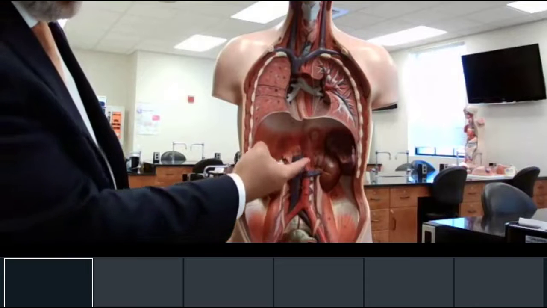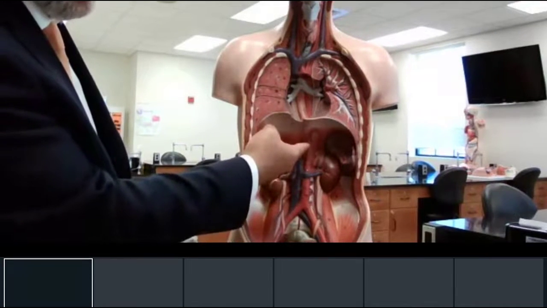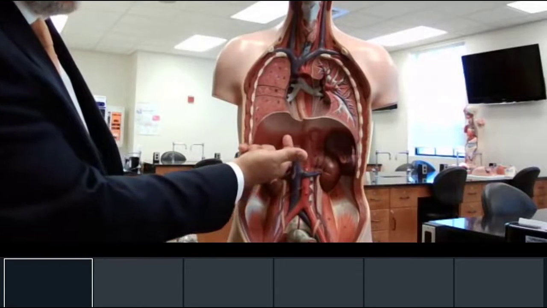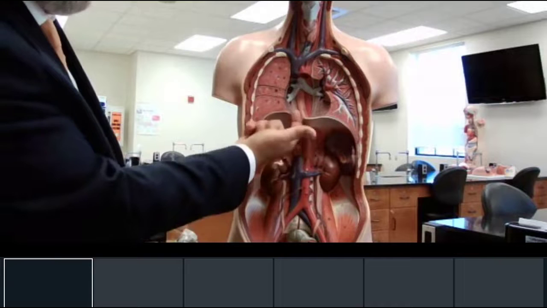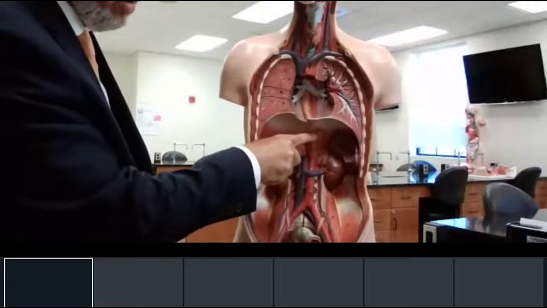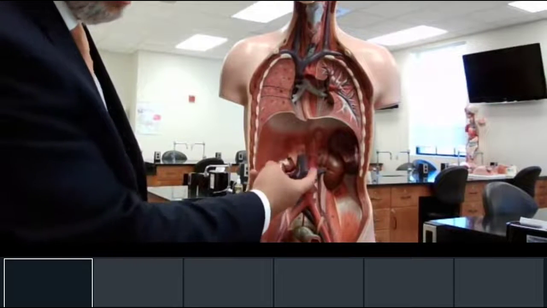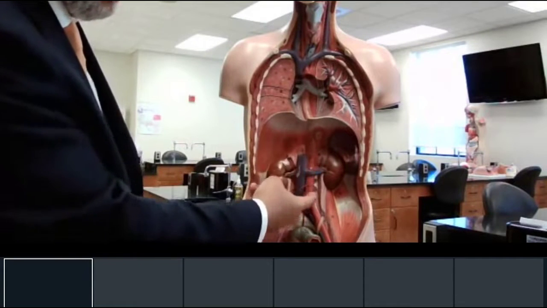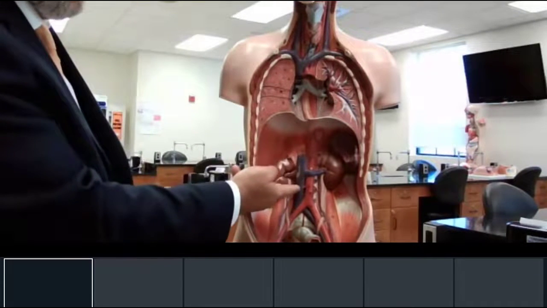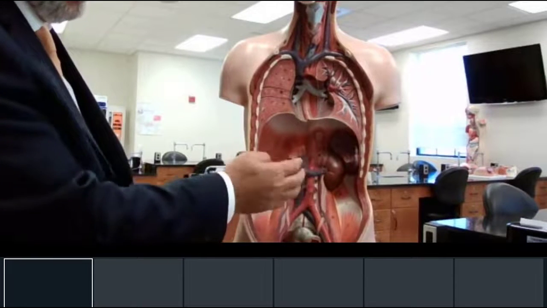We have the aorta. Now the aorta is also piercing through the diaphragm. So we have the inferior vena cava, the distal part of the esophagus, and the abdominal aorta. So the abdominal aorta and also the inferior vena cava, which is right next to it, that's retroperitoneal.